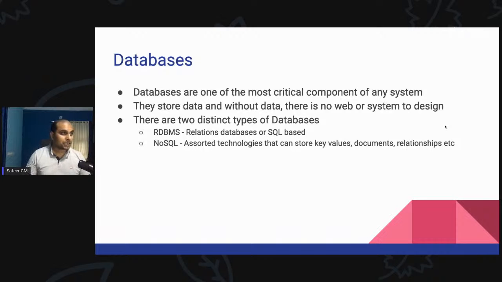So when we talk about databases, there are two distinct types. RDBMS is what we are going to be most familiar with, relational databases or SQL query based databases. This is the very fundamental, the very first database that you would learn in any computer science course or when you start working in software. The other flavor is NoSQL. NoSQL is not just one technology; it's an assorted set of technologies that can store different types of data sets, like key values, documents, relationships. A lot of data that doesn't fit into the conventional relational entity model of RDBMS.